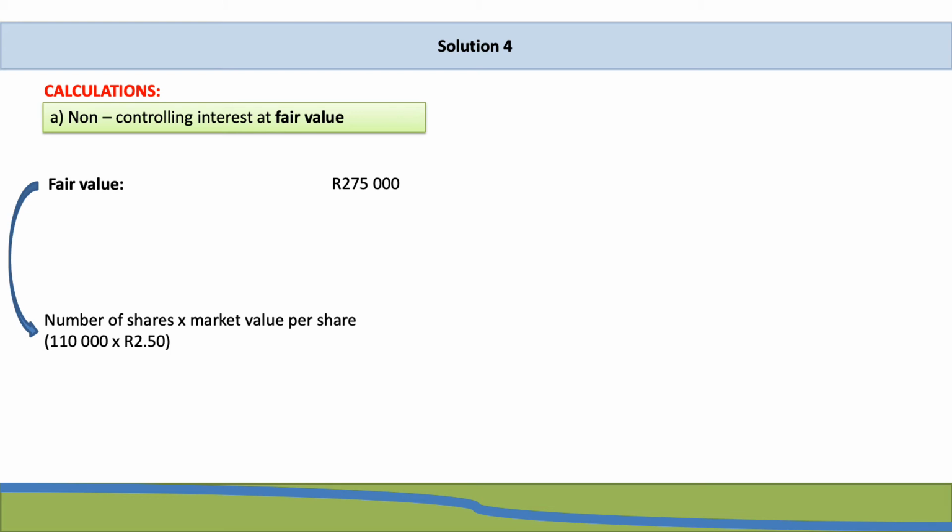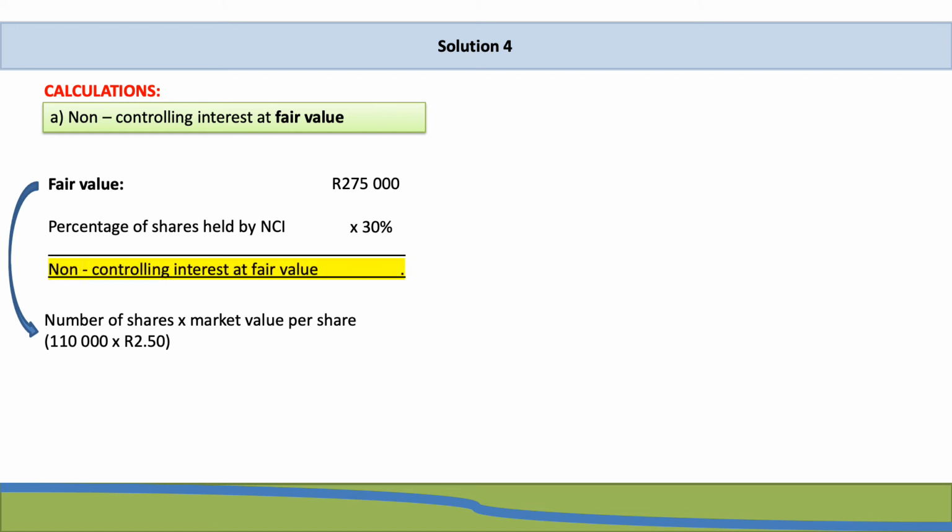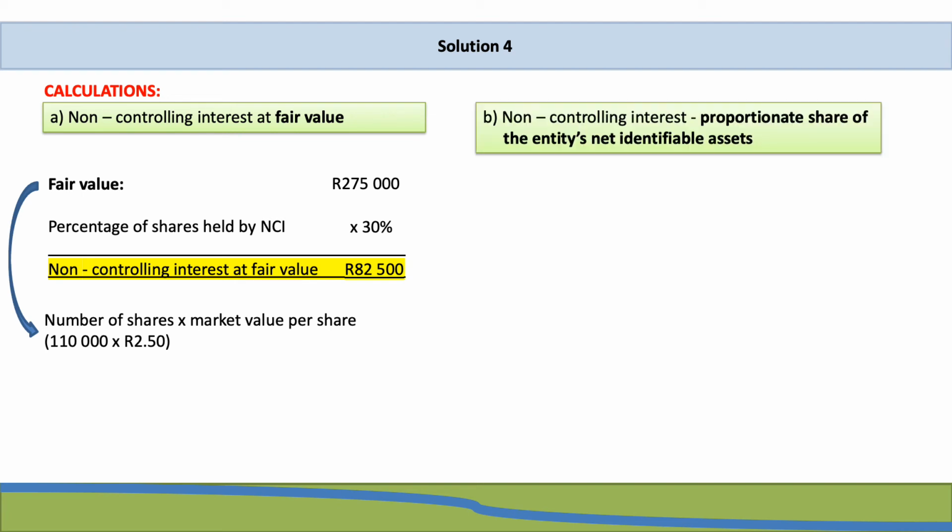So that gives us a total fair value for the entity of 275,000. Now, the percentage of shares that are held by our non-controlling interest is 30%. So we need to multiply the fair value by 30%, and that would give us our non-controlling interest at fair value, which amounts to 82,500. In our next example, part B, we now need to calculate our non-controlling interest, but using a proportionate share of the entity's net identifiable assets.